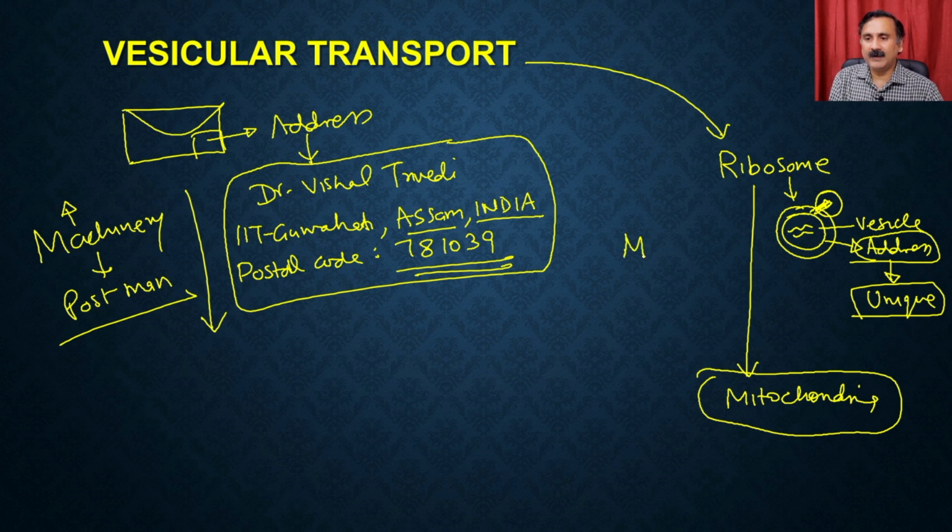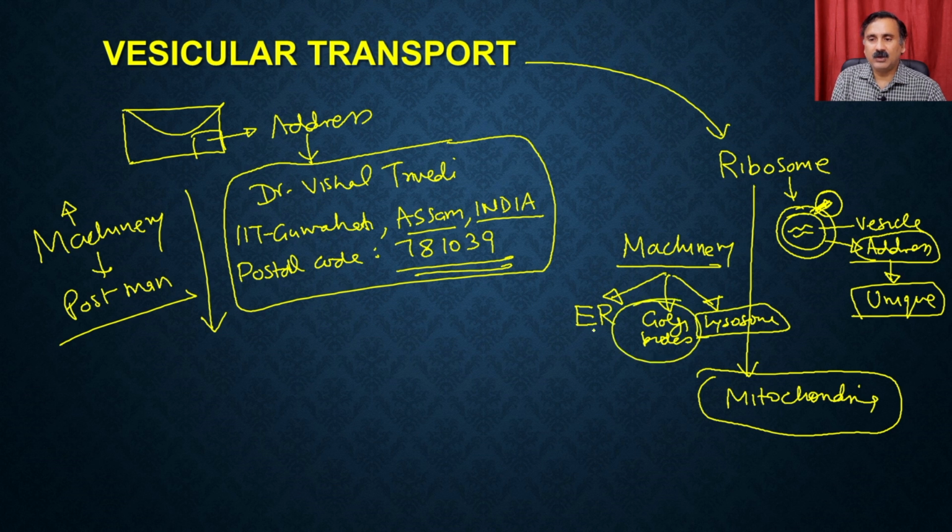Apart from that, you also require the machinery. Here we have the machinery in terms of postal services, like the postman. In the cell, you are going to have machinery with multiple types of organelles which are going to facilitate this process. What are these organelles? You require the help of the endoplasmic reticulum, the Golgi bodies, and the lysosomes. These are the three organelles which participate in vesicular transport, and that's why these organelles are also considered the organelles of vesicular trafficking.